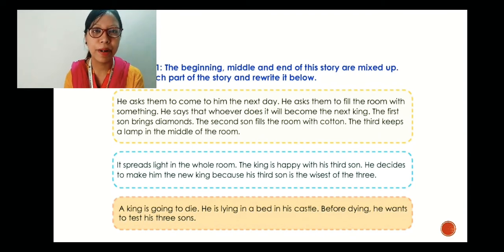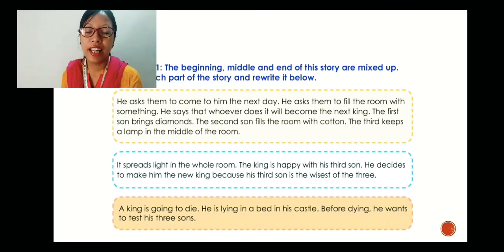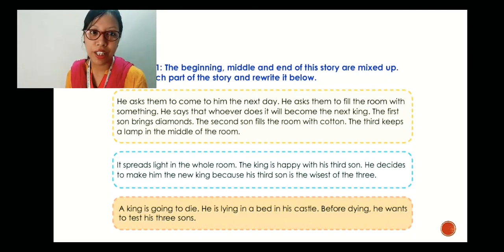Then the second paragraph. It spreads light in the whole room. The king is happy with his third son. He decides to make him the new king because his third son is the wisest of the three. Then the third paragraph. You just come to the third box. A king is going to die. He is lying in a bed in his castle. Before dying, he wants to test his three sons.